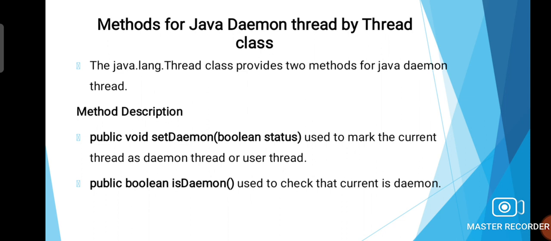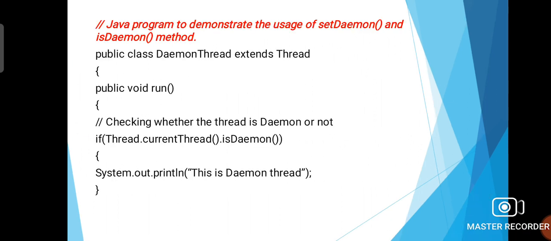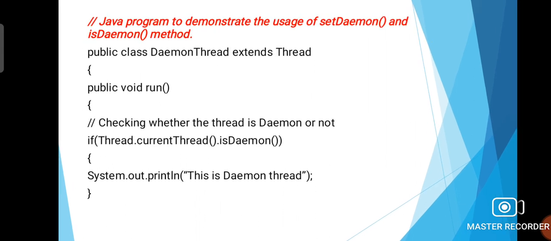Next, the second method is the Boolean method isDaemon, which is used to return whether the particular thread is a daemon thread or not. It will return true if the thread being checked is a daemon thread. Now we are going to see the program to show the use of the setDaemon and isDaemon methods.